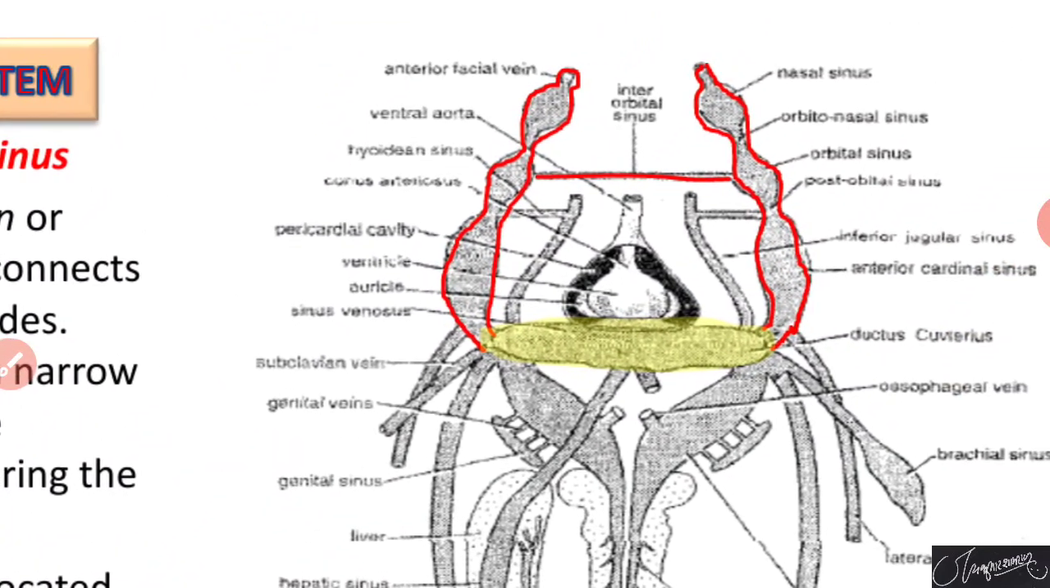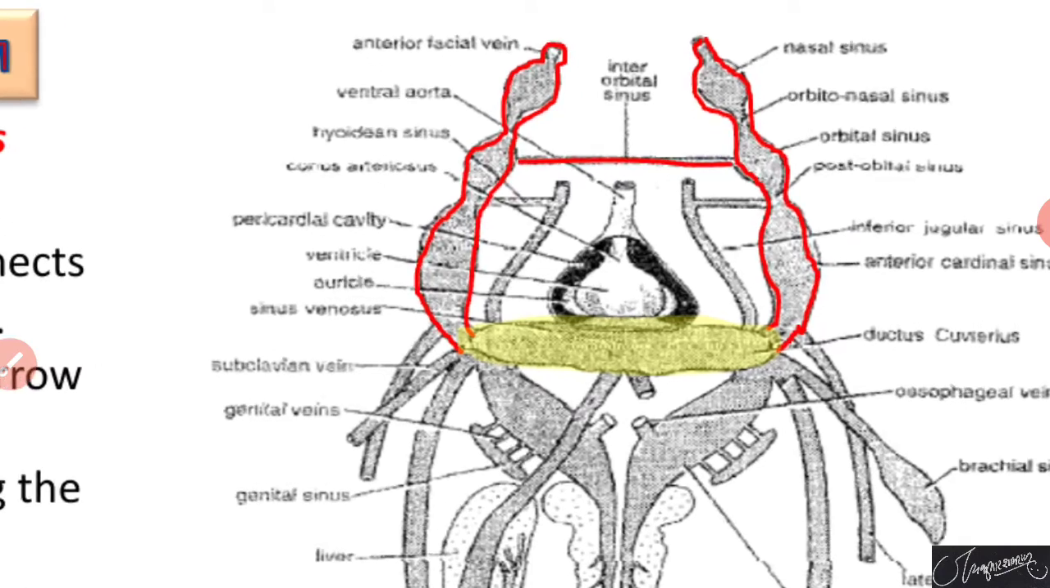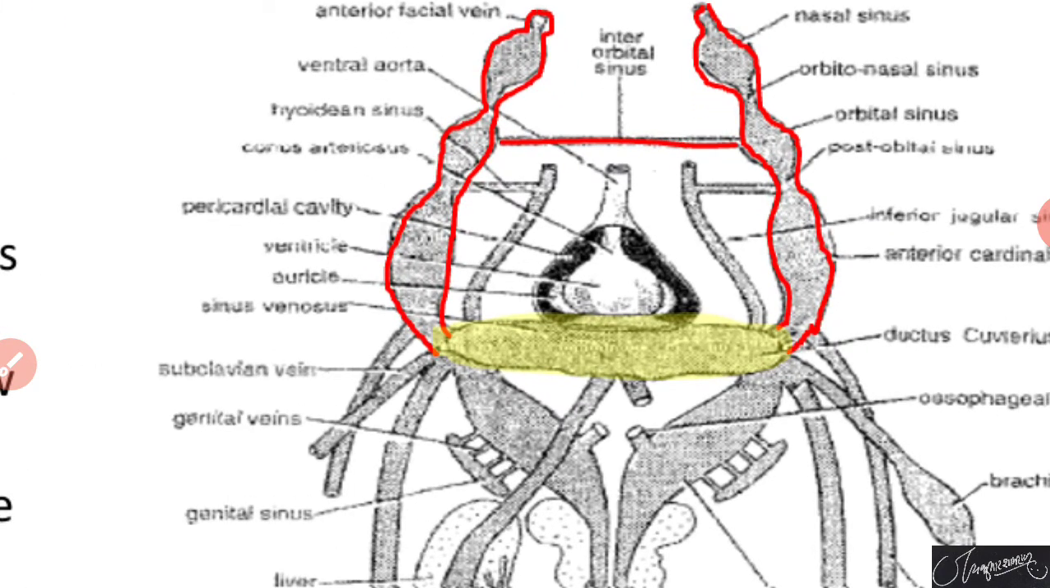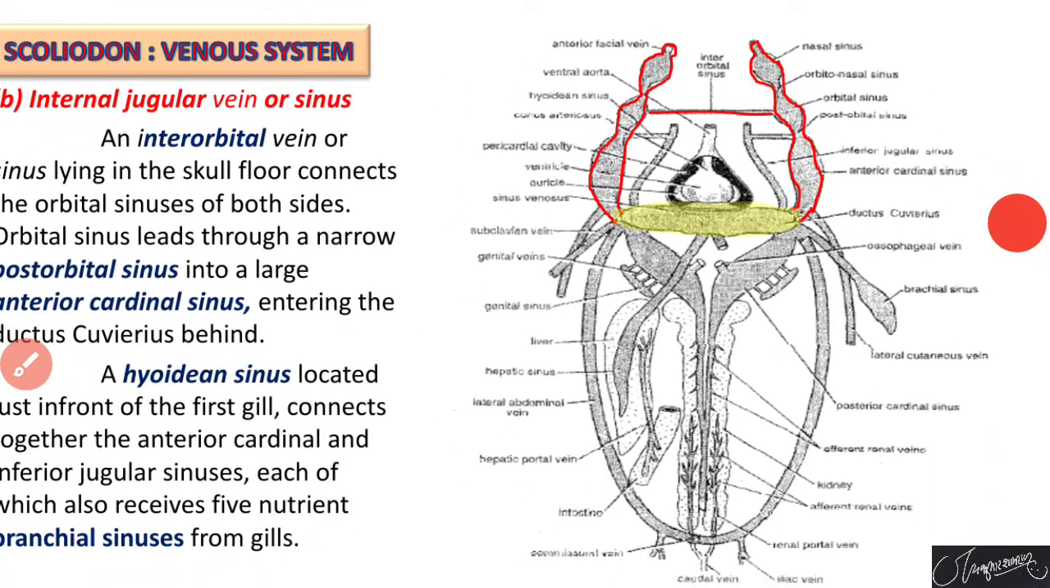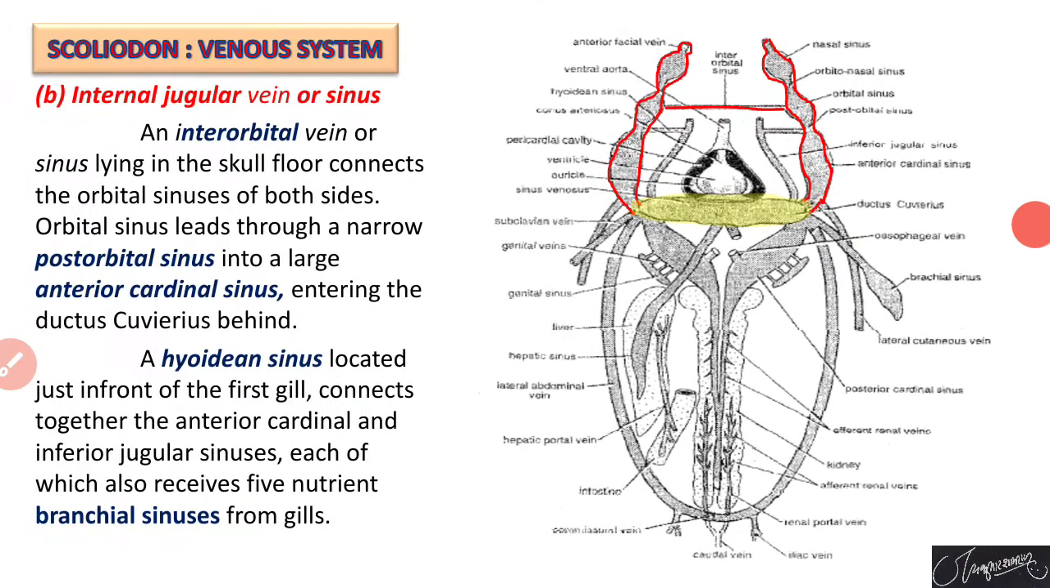5 branchial sinuses are connected to the 5 gills, having the combination with the hyoidian sinus. This one is the hyoidian sinus, which has the connection with the first gill. Like that, there are 5 different sinuses having the relation with the 5 gill pouches.